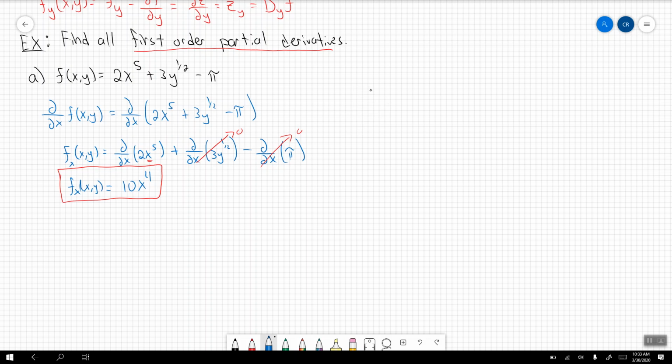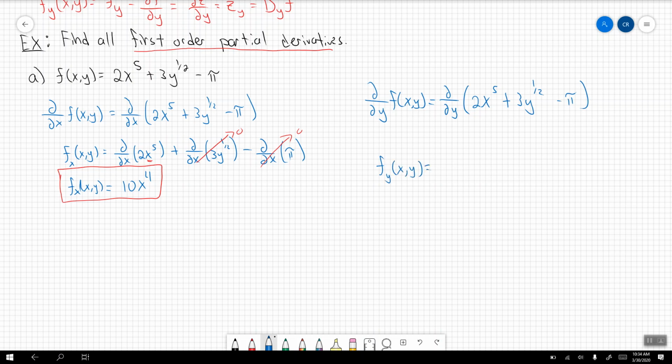Now, we can go through on the second function and take the exact same approach. The partial with respect to y for this function, f of xy. Let's see, this is going to be the partial with respect to y, and that's going to be 2x to the 5th plus 3y to the power of 1/2 minus pi. So taking that derivative, let's see if we can work through this.